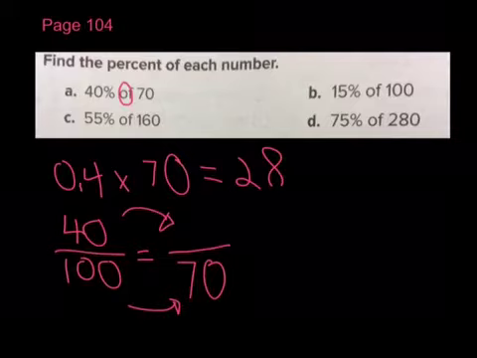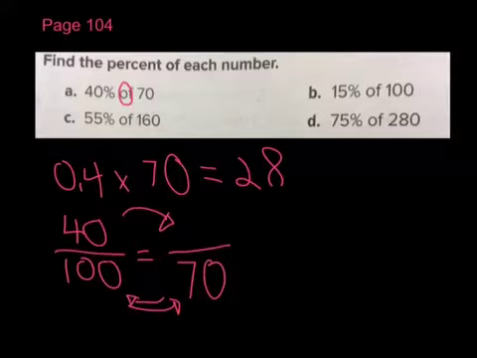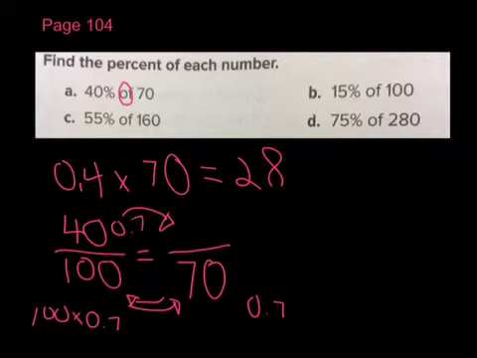So what we do is we work backwards. What did I do to the 100 to make it into 70? Let's divide it. So you're going to divide 70 by 100. When you do that, you get 0.7. That's essentially what I did to the 100 to make it into 70. I literally multiplied 100 times 0.7, and it gave me 70. So let's do the same thing to the 40. 40 times 0.7 will give you 28. And there you go.